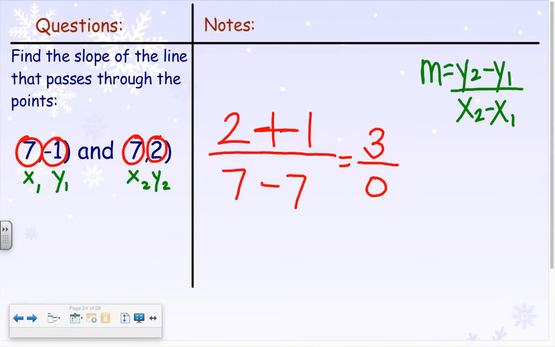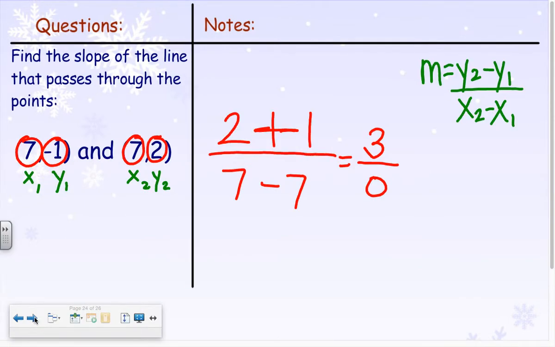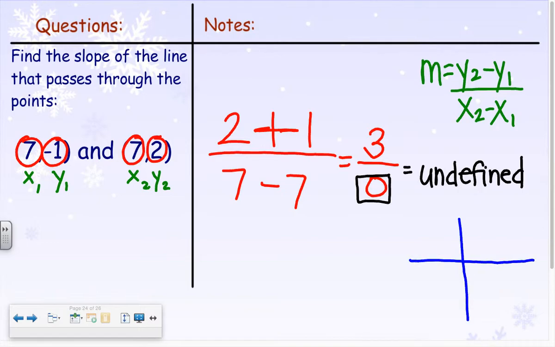Now, if you look back to the last problem, our fraction was 0 over 6, and our slope was 0. This time, the 0 is on the bottom, and when the bottom is 0, our answer is undefined. Can't do 3 over 0. If you graph a line that has an undefined slope, your line is vertical. So a 0 slope, your line is horizontal. A vertical or undefined slope, your line is vertical.